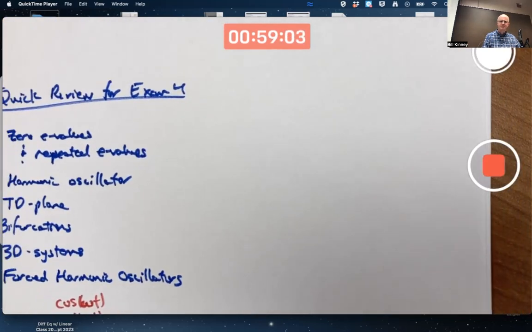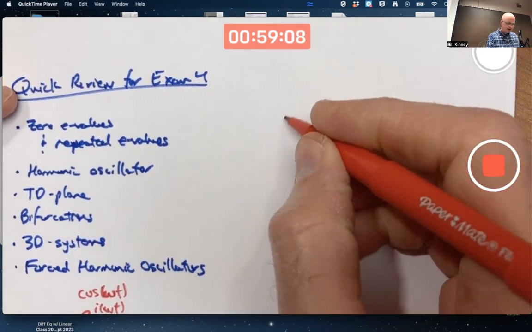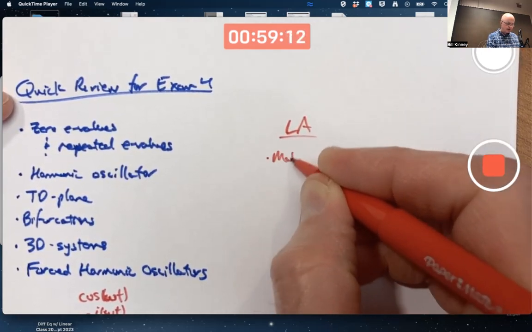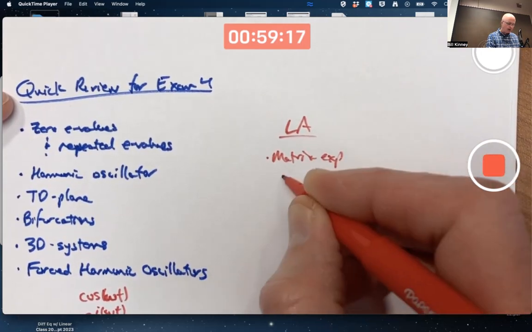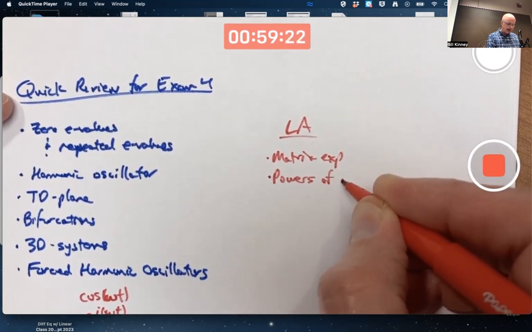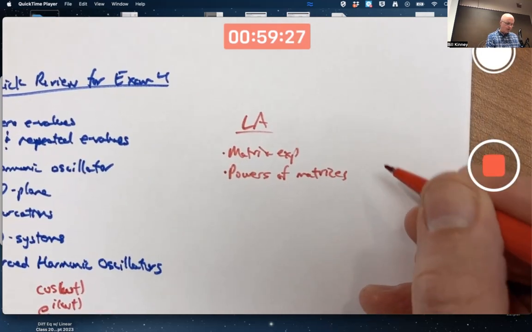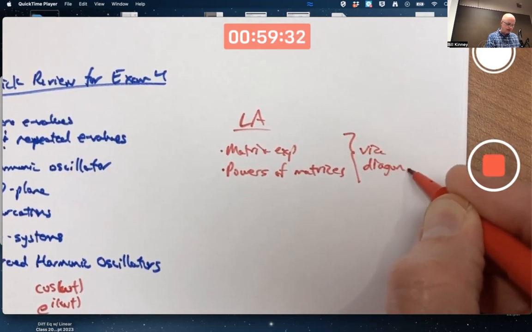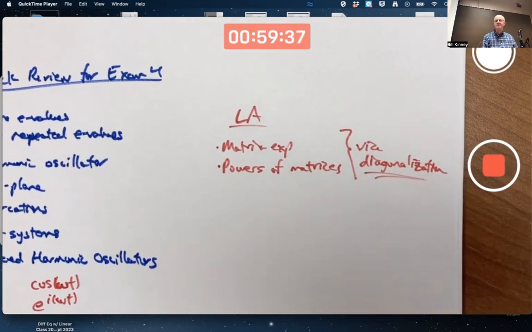What about linear algebra? Had a lot with the matrix exponential. And powers of matrices. We applied that to both differential equations and difference equations via diagonalization. Diagonalization was the big overall topic.